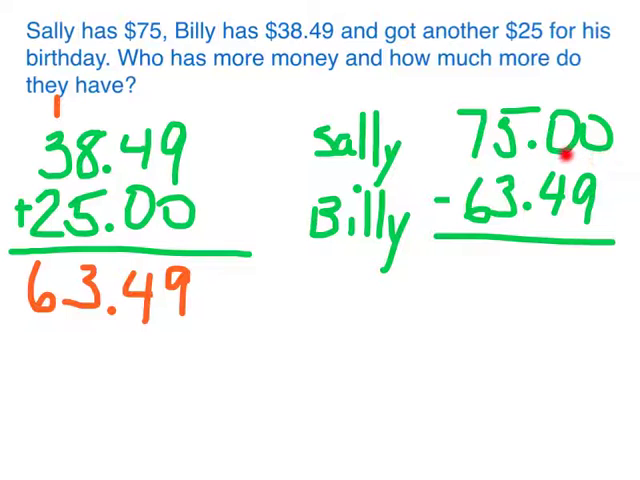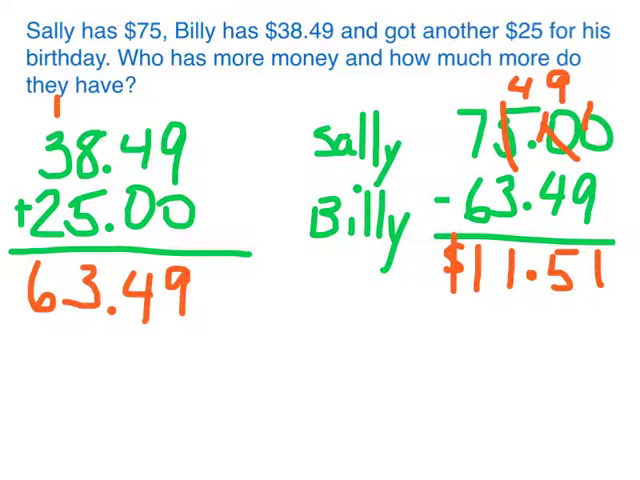And since I can't borrow from this 0, I have to go one space over and borrow starting with the 5. So that 5 will turn into a 4. This 0 will turn into a 10. When I borrow from it though, it'll turn into a 9. And this first 0 will turn into a 10. So here I've got 10 minus 9, which is 1. I've got 9 minus 4, which is 5. I've got my decimal point here. I've got 4 minus 3, which is 1, and 7 minus 6, which is 1. So the difference between Sally's amount and Billy's amount is $11.51.